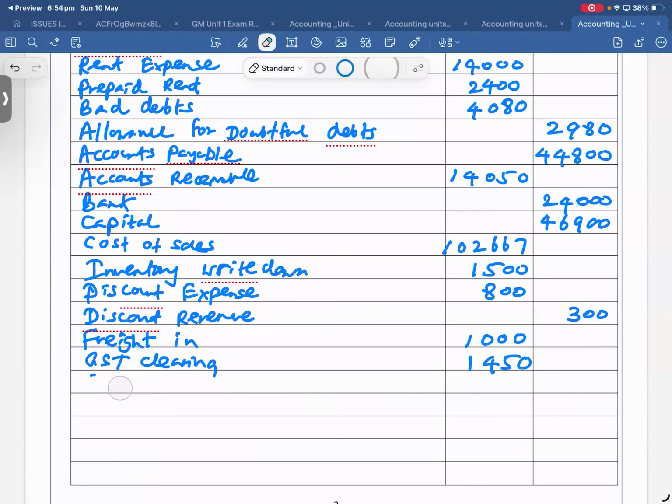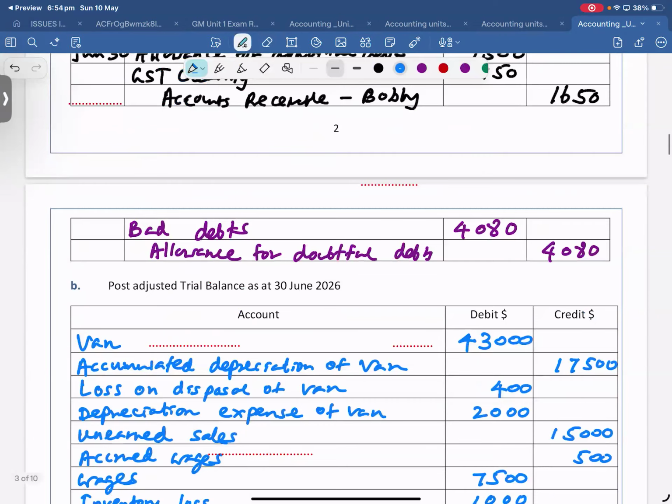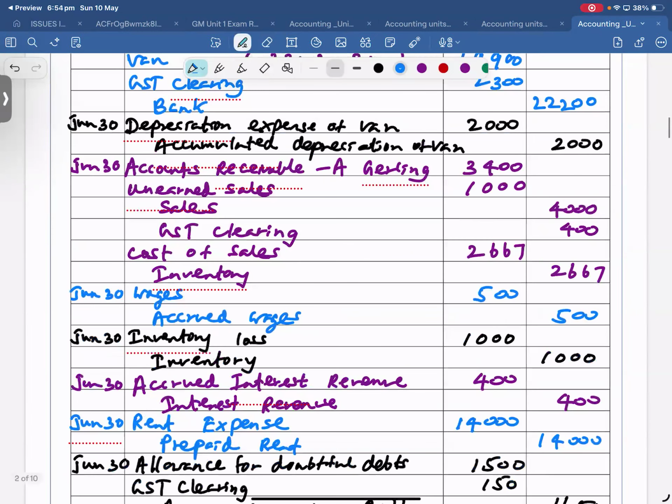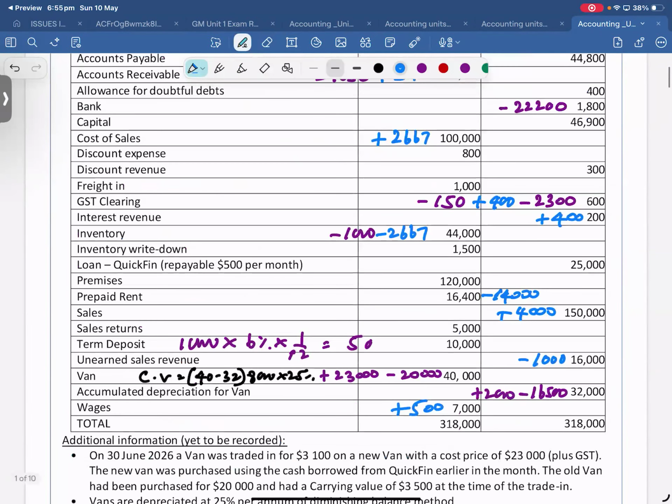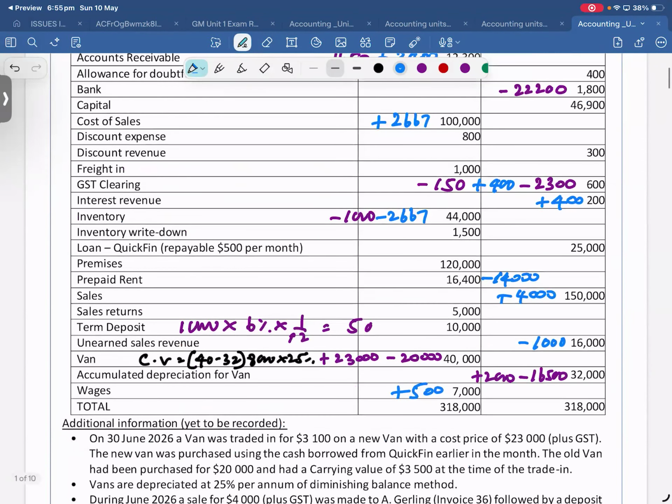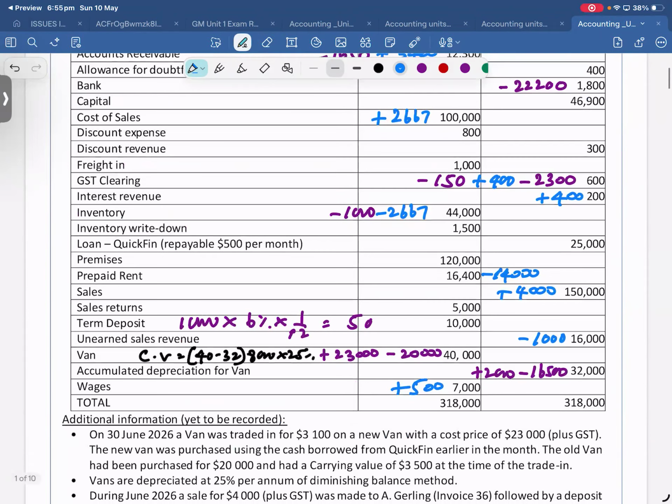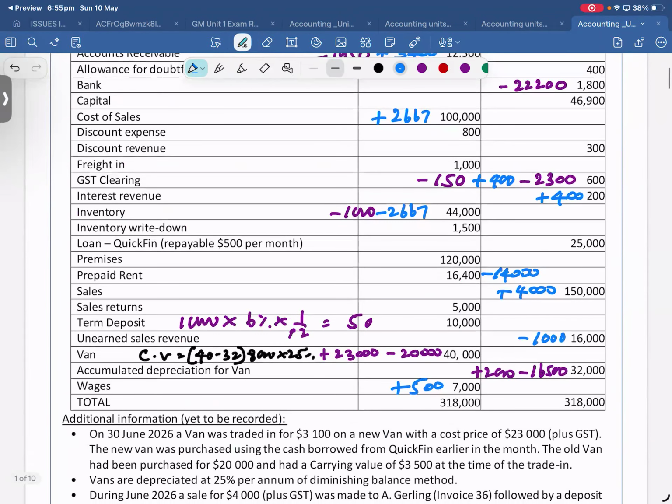Interest only we have done. Inventory. Did we do? No. We haven't. Yeah, 40,333.